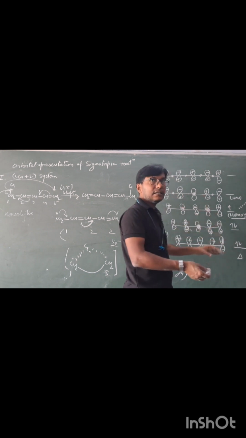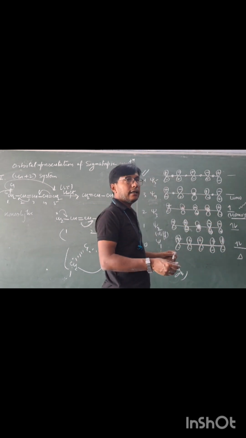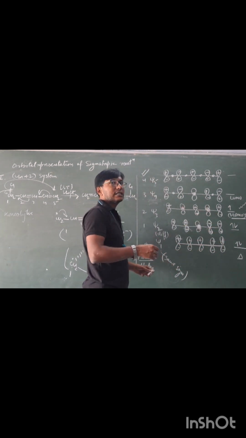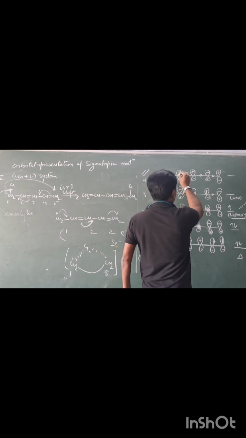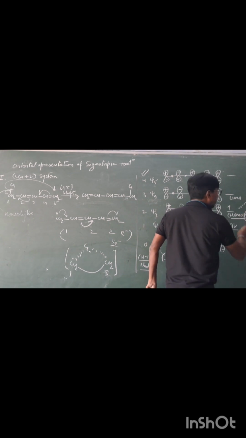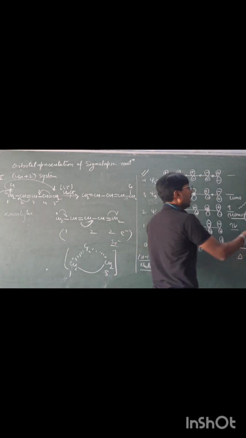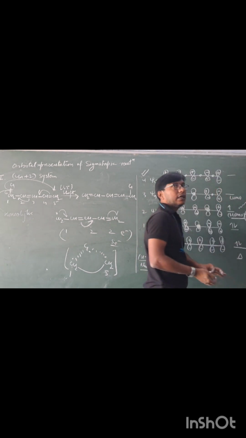Basically, from this we can say, when we are going to discuss the selection rule in case of sigmatropic reactions, in 4n plus 2 systems, psi 3 will be used in thermal conditions and psi 4 will be used in photochemical conditions.